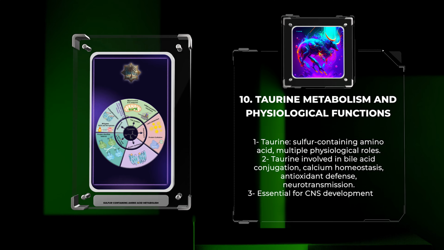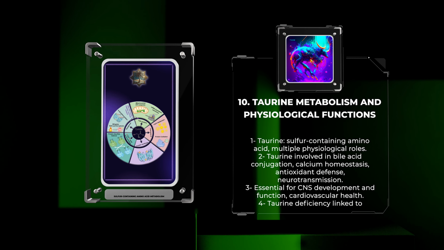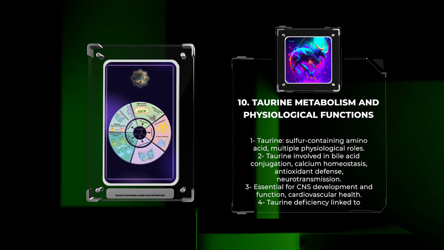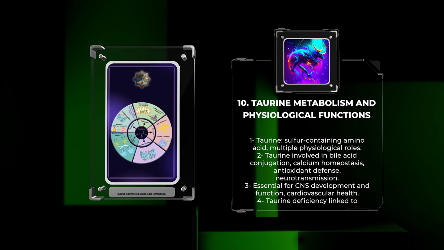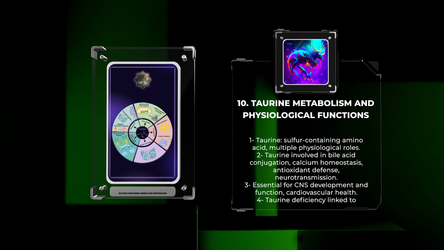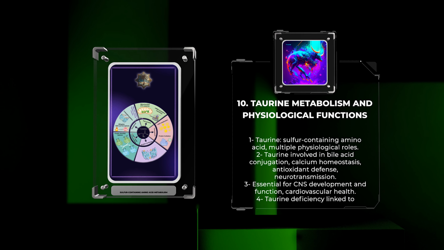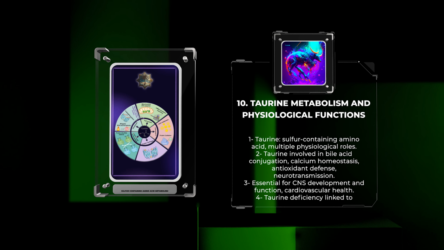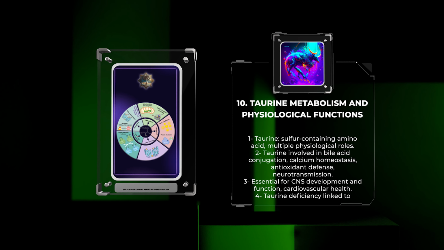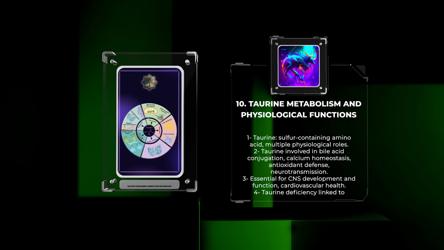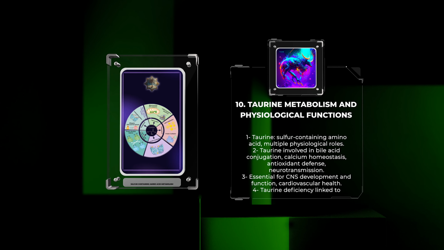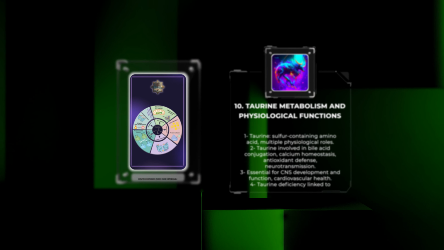Taurine is a sulfur-containing amino acid that serves multiple physiological roles in the human body. It is involved in bile acid conjugation, modulation of calcium homeostasis, antioxidant defense, and regulation of neurotransmission. Taurine is essential for the development and function of the central nervous system, particularly during early life stages. It also plays a role in cardiovascular health, as it influences cardiac contractility, blood pressure regulation, and vascular function. Taurine deficiency has been linked to various health conditions, including cardiovascular disease, neurodevelopmental disorders, and metabolic syndrome.